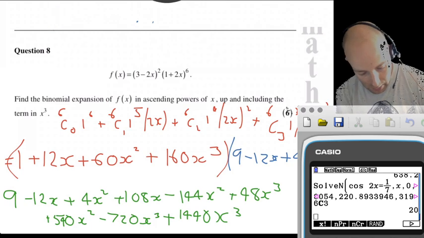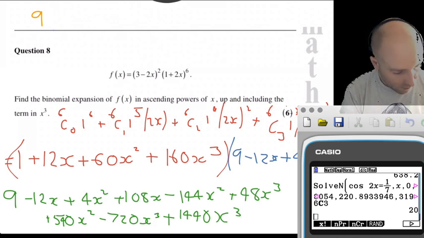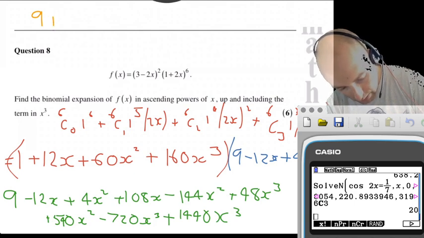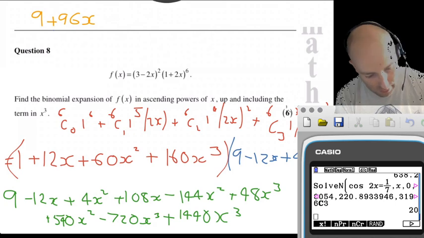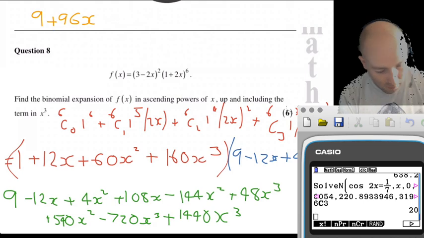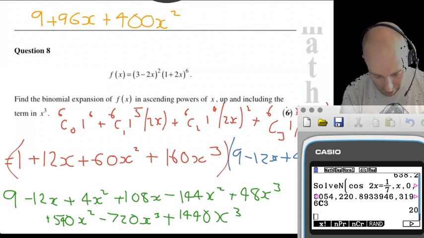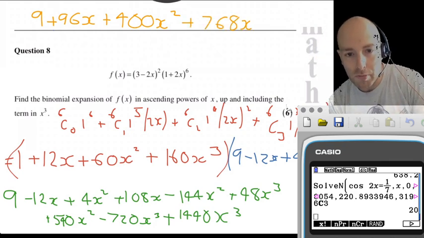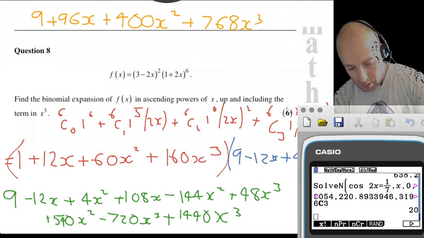We just need to simplify this now. So I'm going to get 9 as my only numerical value. Then 108 take 12 gives me 96, so plus 96x. For x squared, we got 540 take 144 plus 4, so it's 600 and nope, did that wrong. 540 take 144 plus 4 gives me 400x squared. And x cubed, we got 1440 minus 720 plus 48, so that's 768x cubed. Cool. I'm just going to check that before I sign off for the day. Yep, good. That's it.